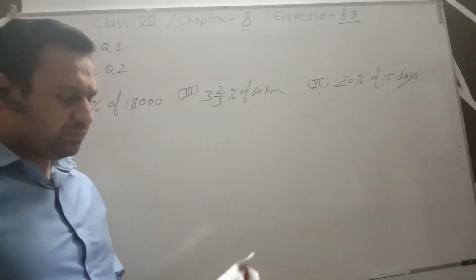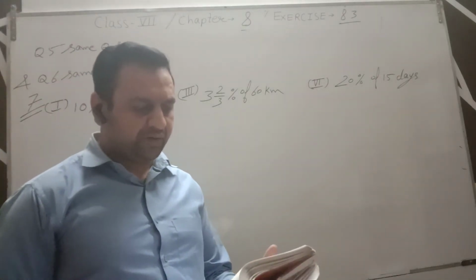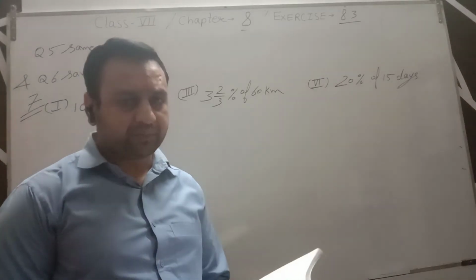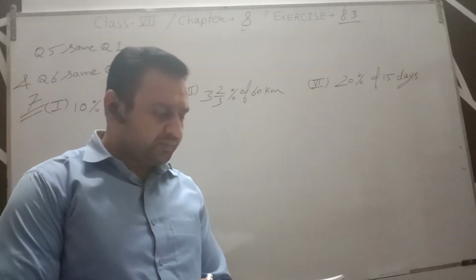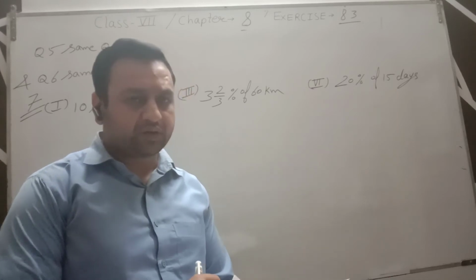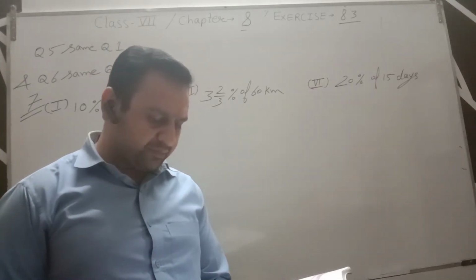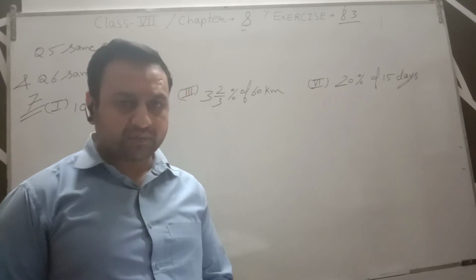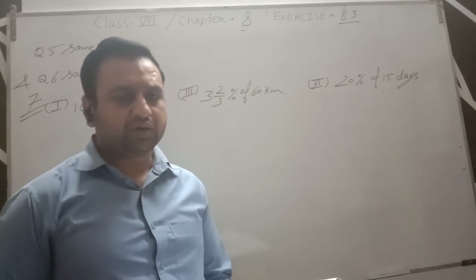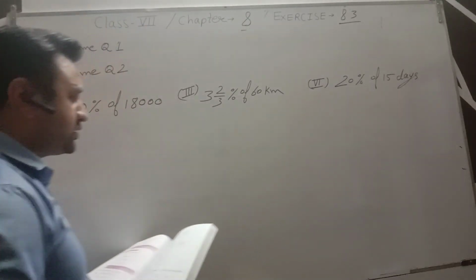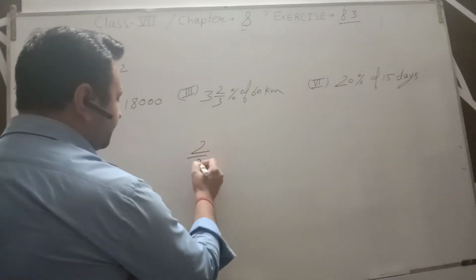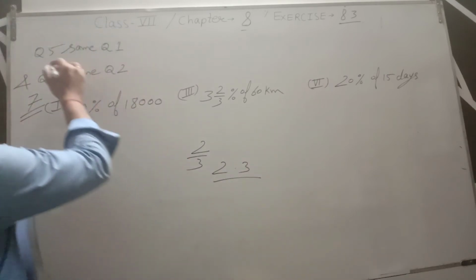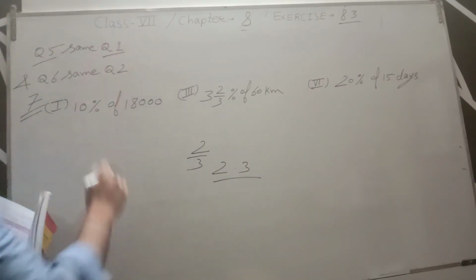Okay students, now question number 5. In question number 5, express the following percentages as ratios in simplest form. Percentages are given and we have to convert them into ratios. So it is the same as question number 1. Percentages are given and we convert them into a fraction. And we know that any fraction, suppose 2/3 is a fraction, we note down 2:3. So question number 5 is the same as question number 1.